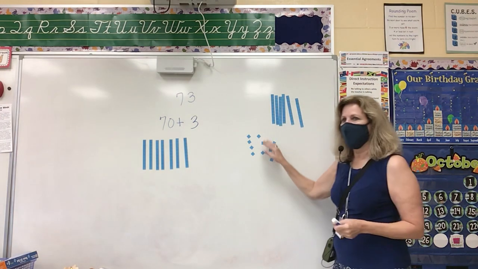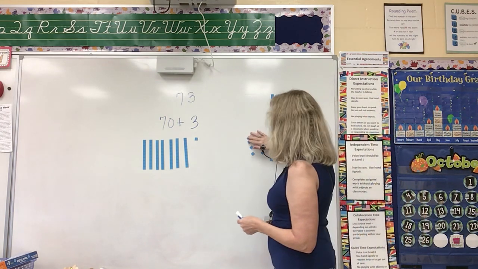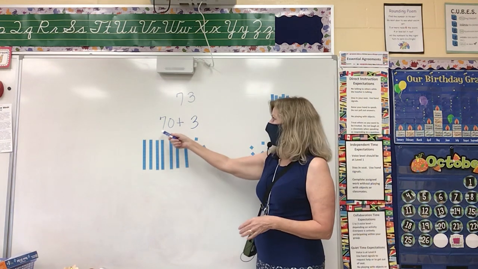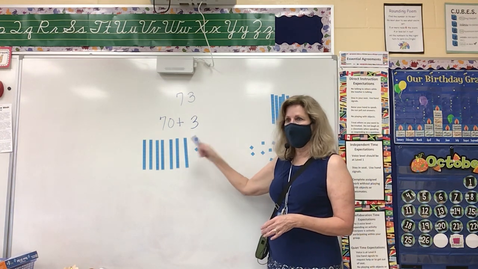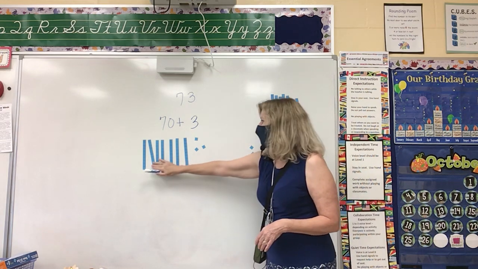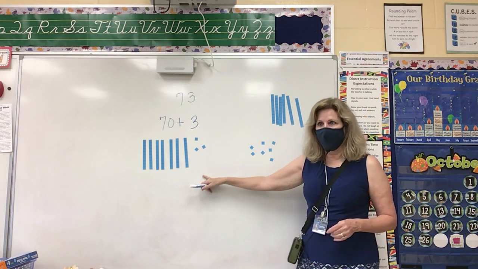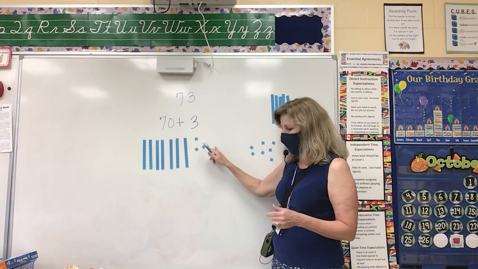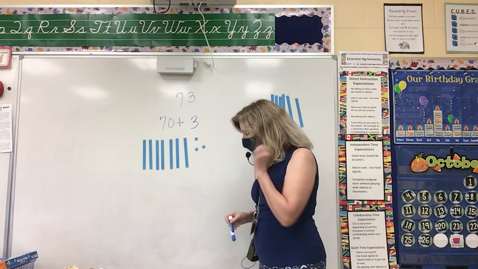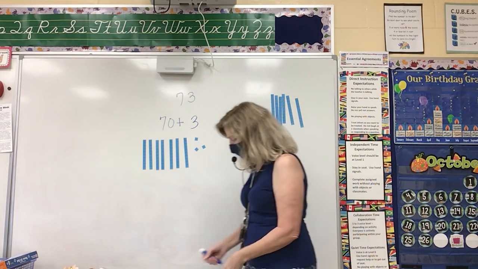How many ones are we going to need, Ella? 3. So we're going to slide 3 over here. Okay, so this is our expanded form. 70 plus 3, also showing this way. 7 tens, which is 70, plus 3 ones to give you 73 again. So 2 different ways to show your expanded form. Alright? Okay, so for number 1, we'll do our practice together.